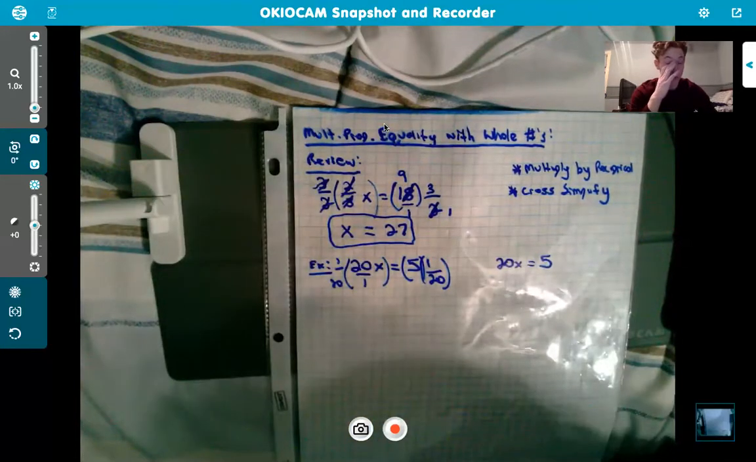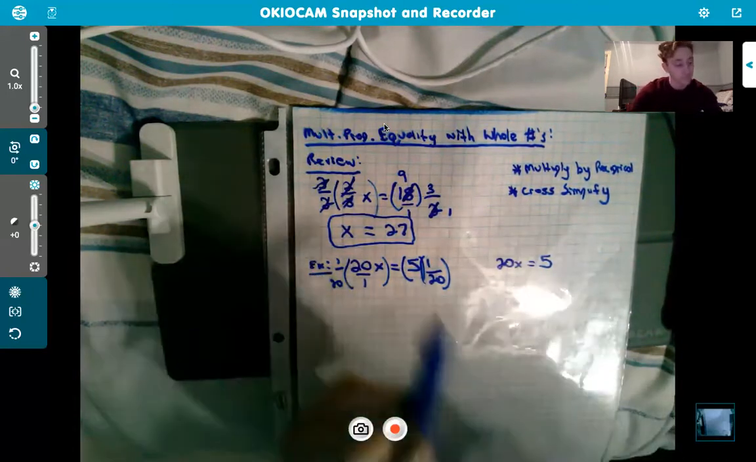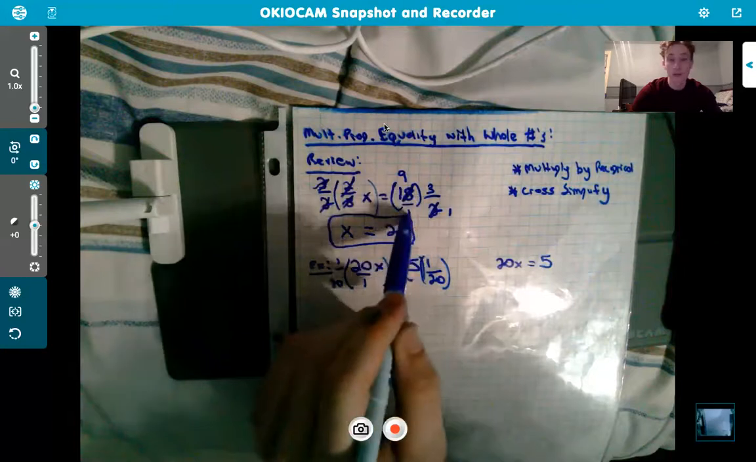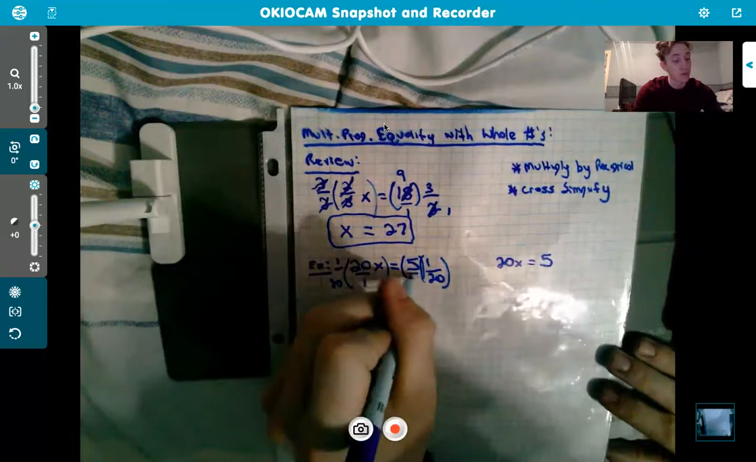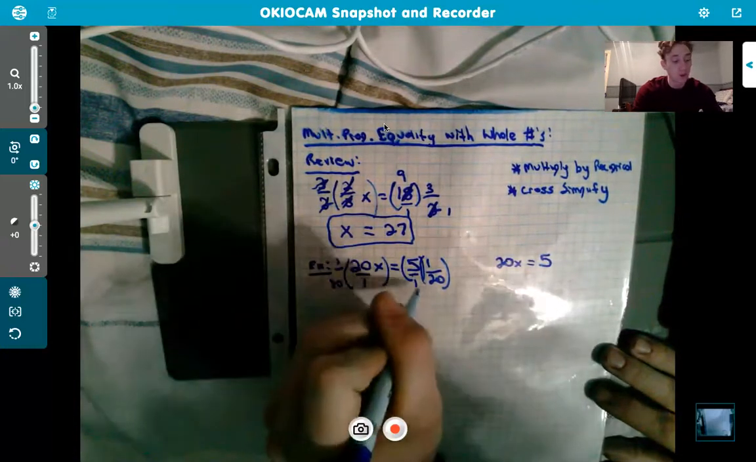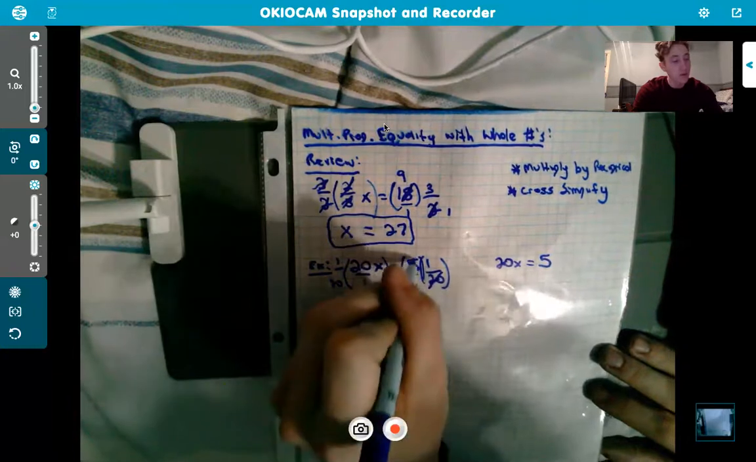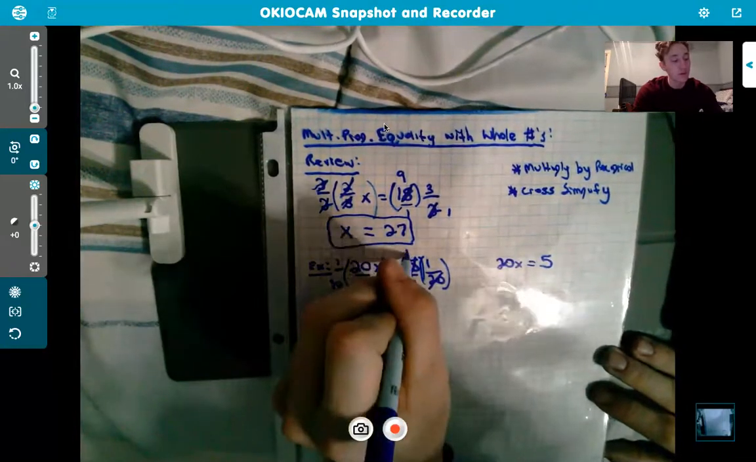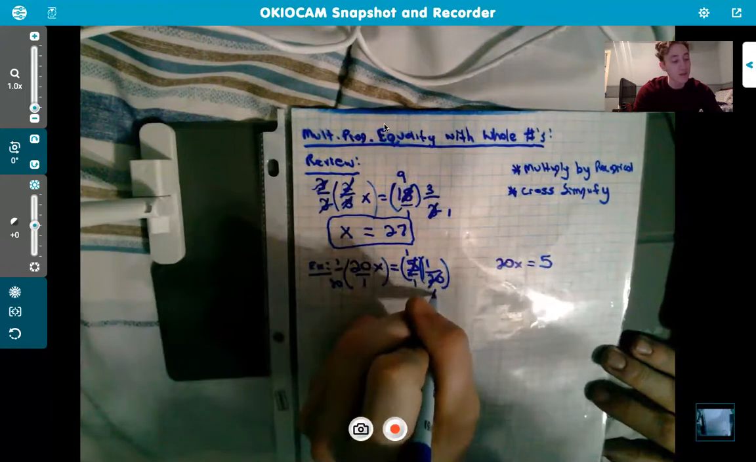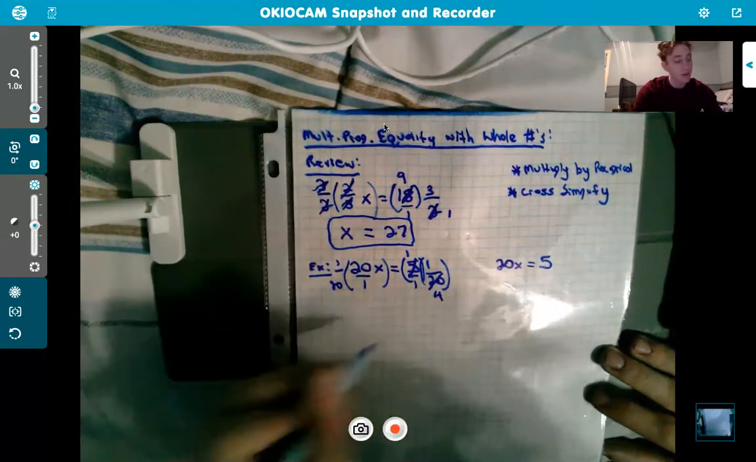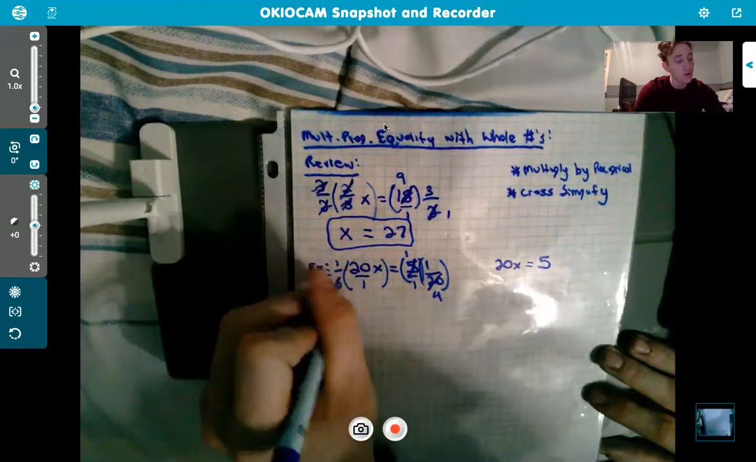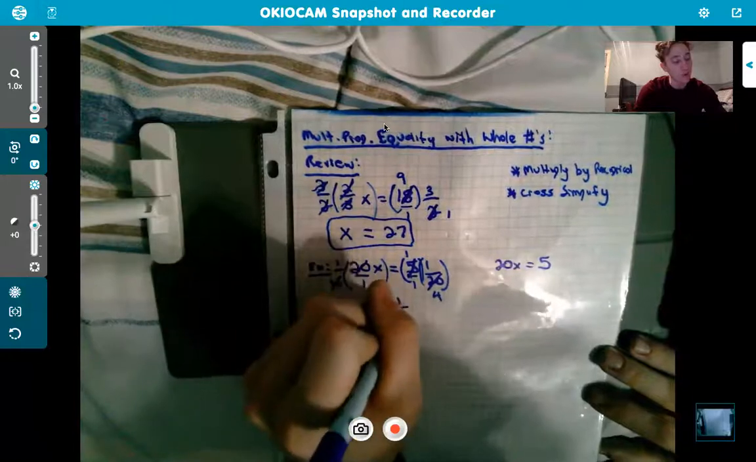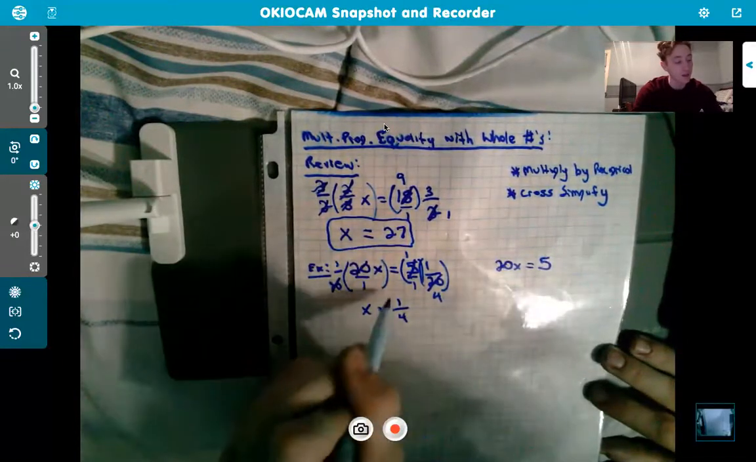And continue to cross simplify as I have done before. The only difference is, notice that a lot of times I would have 1 left over in my denominator. In this case, I can think of this as 1/20 times 5/1. Those 1s will continue to be 1s, but now my number for 1 is going to be in my numerator, and my denominator will simplify to 4. So I have 1/1 times 1/4. Well, that's just going to leave me with x equals 1/4 as my answer.